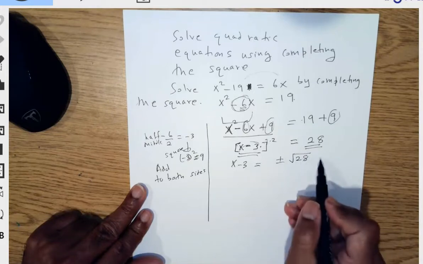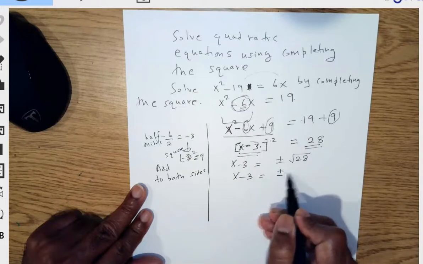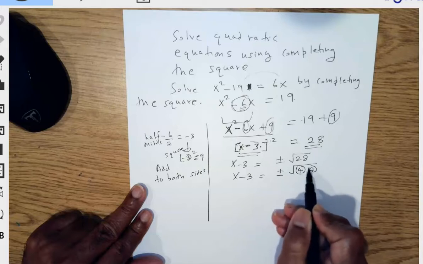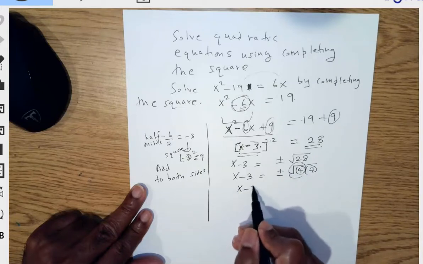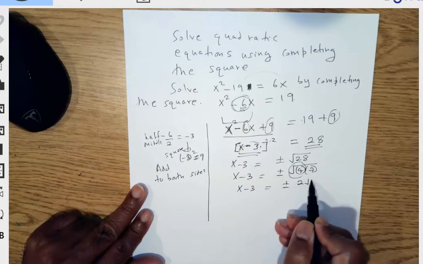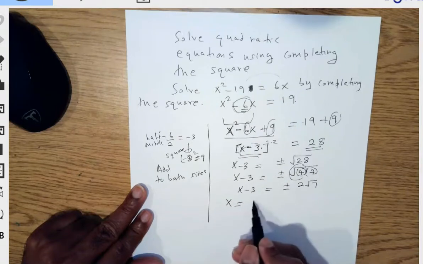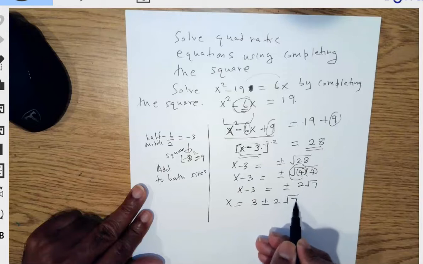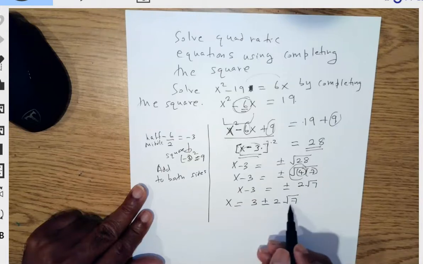And then, of course, we can write the square root of 28 as the square root of 4 times 7. Why did I do that? Because then I can write square root 4 as 2. So x minus 3 is equal to plus or minus 2 square root 7, and now you can solve for x by bringing the 3 over to the other side: 3 plus or minus 2 square root 7. So you get 2 roots, x equals 3 plus 2 square root 7, and x equals 3 minus 2 square root 7.